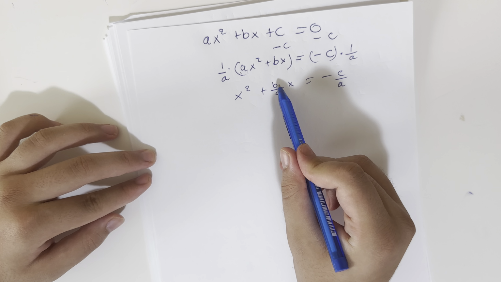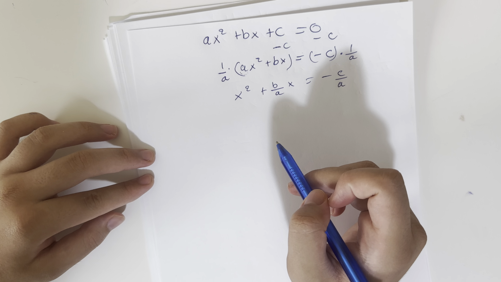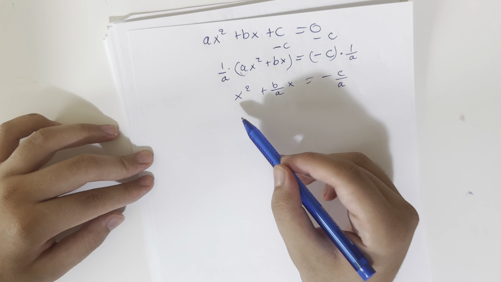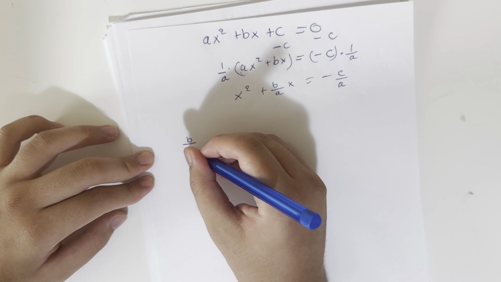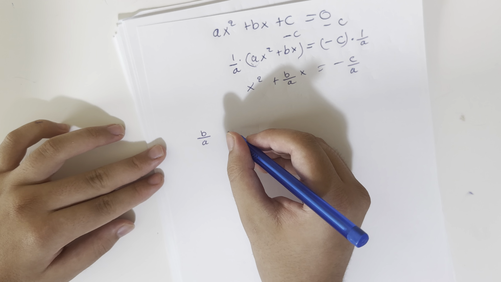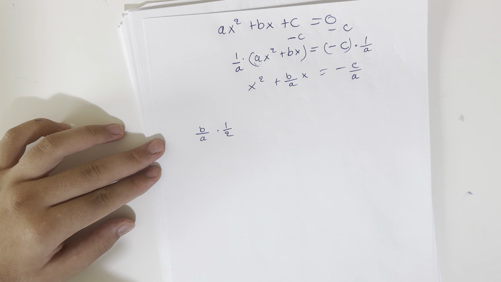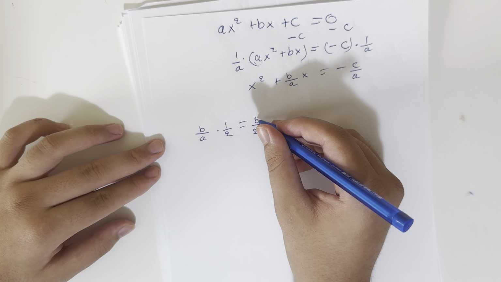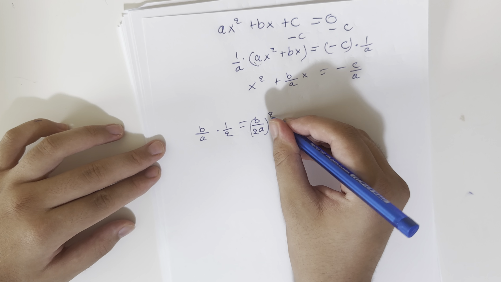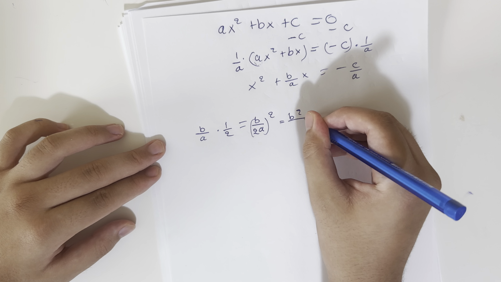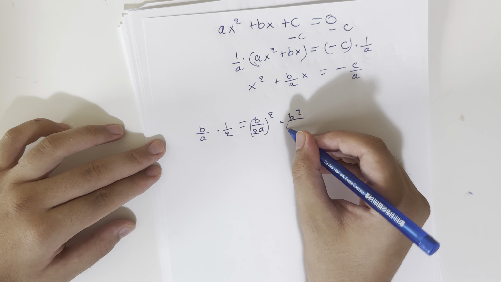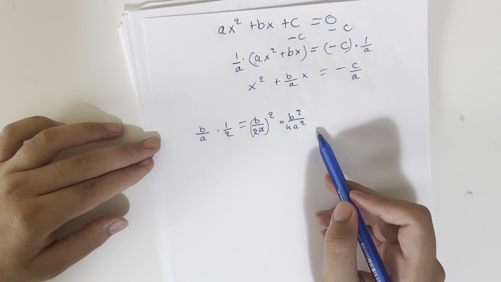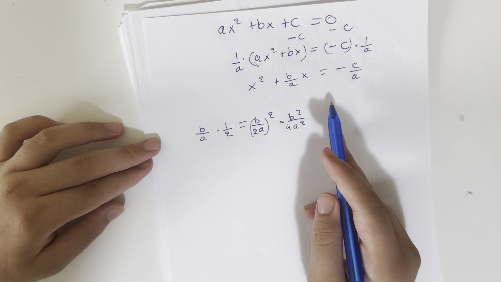So now I'm going to take a look at this b over a term, and in order to simplify the process later, when I want to solve for x, I'm going to divide this b over a term by 2, which is the same thing as multiplying by 1/2, which leaves me with b over 2a. Then this b over 2a is something that I'm going to square, which leaves me with b squared over, well, 2a squared is simply 4a squared. So I'm going to take this b squared over 4a squared and add it to both sides of the equation.